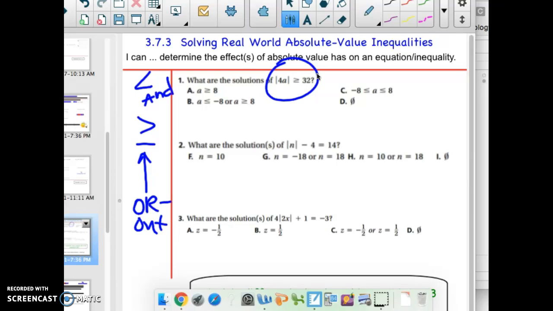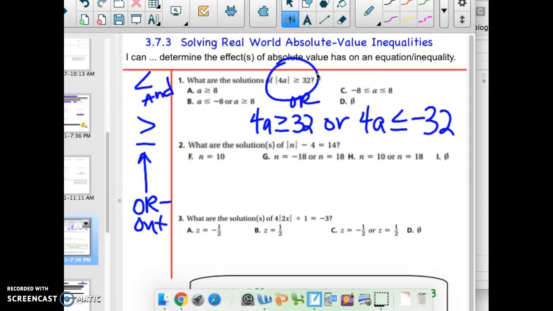Okay, so on all your lessons, I'm going to be putting or or and by them once I've made a decision not to move anything. So I didn't move anything, so this is going to turn into an or. So I write 4a is greater than or equal to 32. Or I write 4a, I switch my sign over, and I put my negative 32. Remember, this is an or. And with absolute value, everything has 2 solutions. It has one on the positive side and one on the negative side.